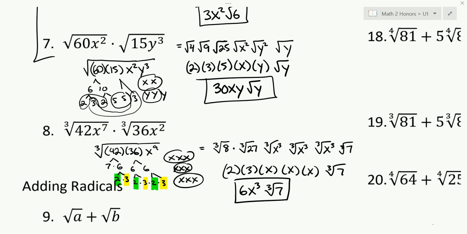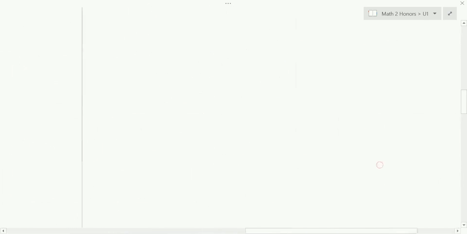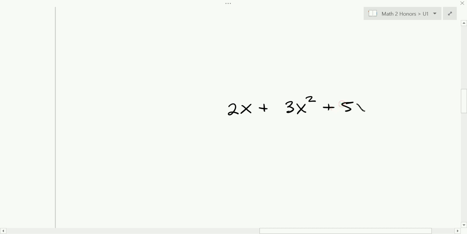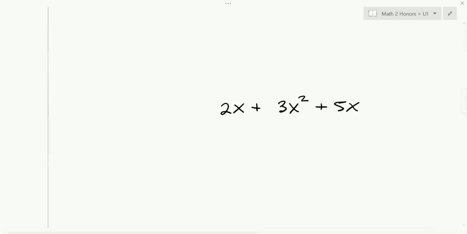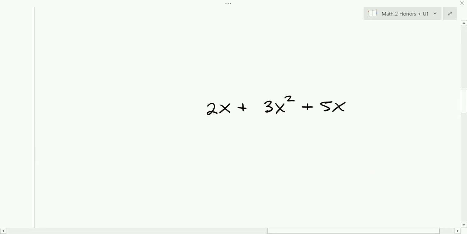Okay. So that's multiplying. Now let's talk about adding. Okay. And before we do, let me just remind you of some stuff you already know about adding. So if I have 2x plus 3x squared plus 5x, and I want you to add that, what would you do? Lindsay? Add the 2x with the 5x, right? So 2x is going to add with the 5x.